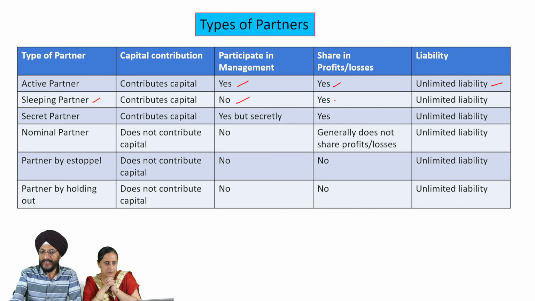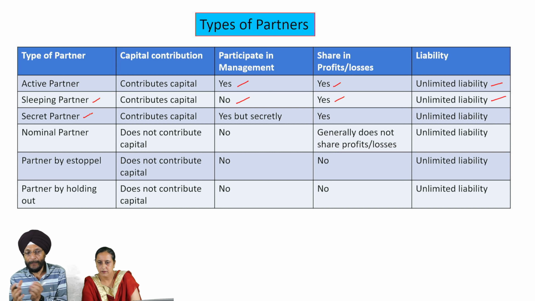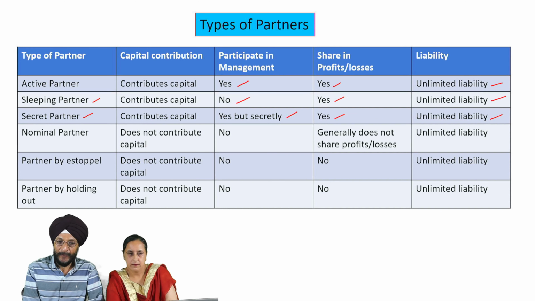However, he shares the profits and losses of the firm. He has unlimited liability. In the case of a secret partner, though he is a partner in the firm and contributes capital to the firm, he secretly participates in the management functions of the firm. He has his share in the profits and losses of the firm and he has unlimited liability.